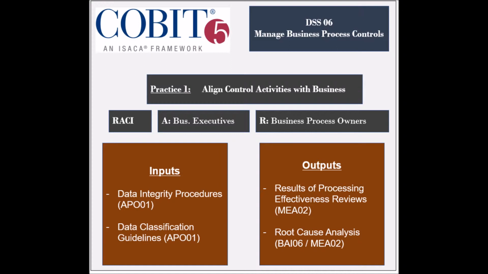The process has 6 practices, and the first practice is to align business process controls with enterprise objectives. The entity responsible for this practice is the business process owners, and the entity that is held accountable is the business executives. The practice receives 2 inputs, which are the data integrity procedures and the data classification guidelines, both from the APO1 process. It generates 2 outputs, which are the results of processing effectiveness reviews to be used by the MEA2 process, and the root cause analysis and recommendations to be used by the BAI6 and MEA2 processes.